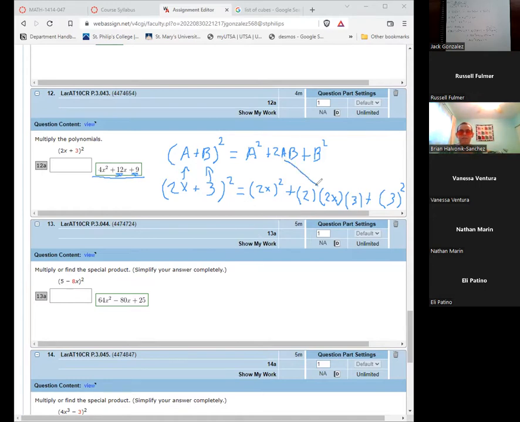Here's the A, the B, oops, messed that up. The B squared, A squared, and the random 2. Is that straightforward? Yes.